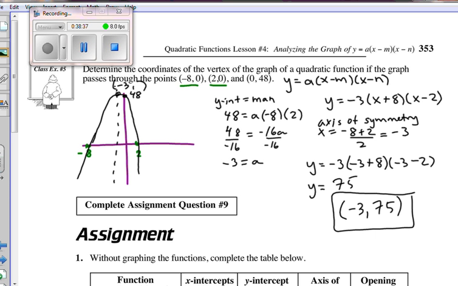Okay, so that's as tough as it would get. Yes, so your homework is all 1 to 9. So let's get going.